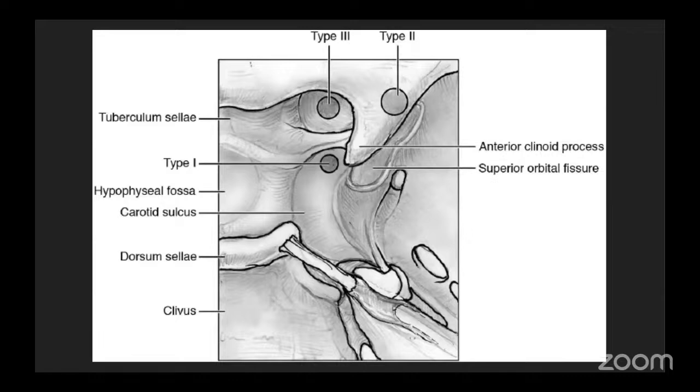This is another illustration here, and you can see that we have the anterior clinoidal process. This is the type 2. Around the type 1, there's no dura, no arachnoid. On that, we are going to have the arachnoid of carotid cistern.